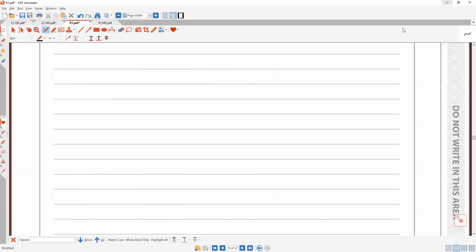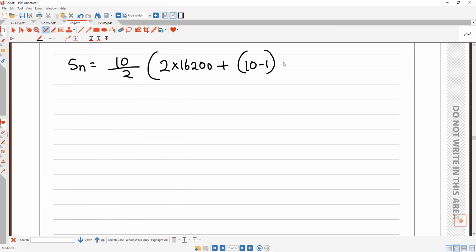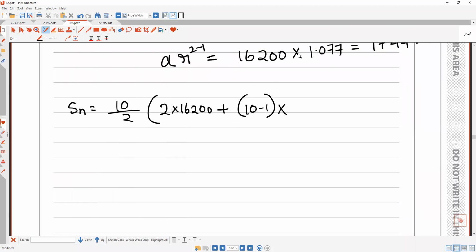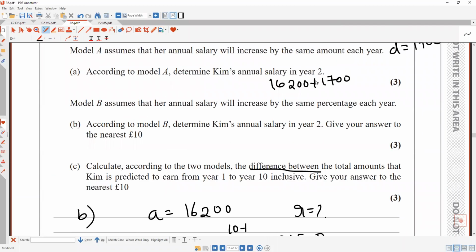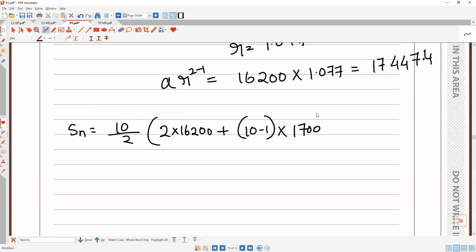I'm pausing the video. I have resumed the recording. Let us find the arithmetic sequence over here. N by 2, so 10 by 2, 10 years, right? Open bracket 2A, A is 16,200, plus n minus 1, 10 minus 1, into d. D is the common difference, no? Common difference we got around 1700. How many of you got the S n over here? How much is your S n? 238,500 is his total income for 10 years.